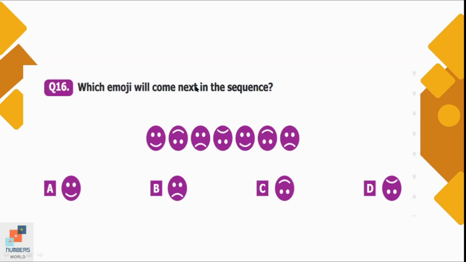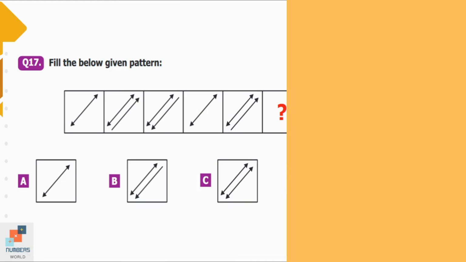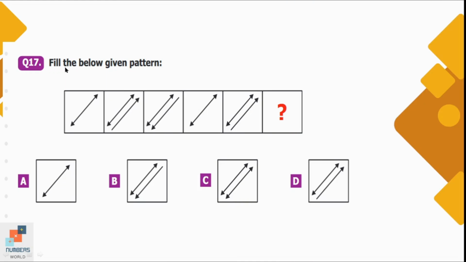Which emoji will come next in the sequence? If we follow the sequence correctly, option D is the suitable emoji which will complete the sequence. Question number 17. Fill the below given pattern. If we look at the pattern carefully, the shape in the third box will be repeated in the sixth box. So option B is the correct option here.